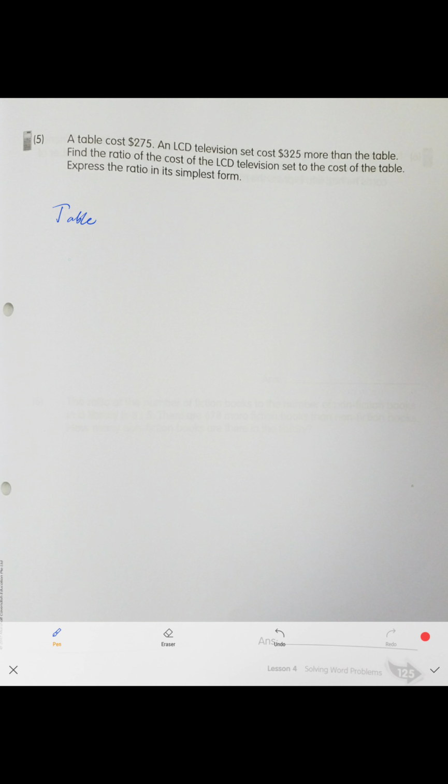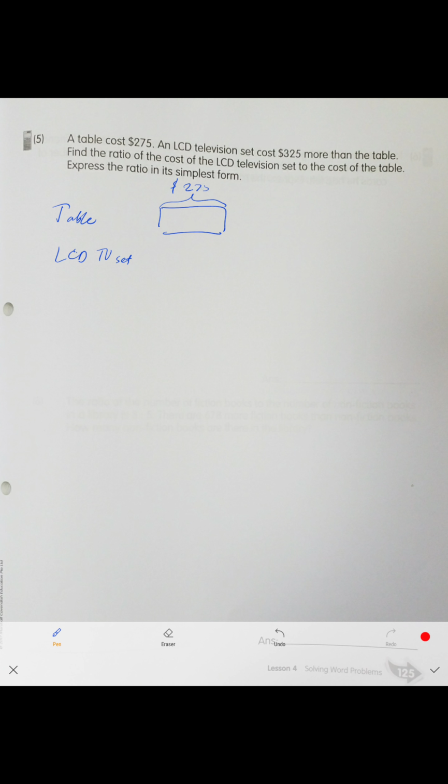Alright, next one. A table costs $275. LCD television set costs $325 more than the table. Find the ratio of the cost of television set to the cost of table. Very easy. Right? You have table, you have LCD television set, TV set, right? So you have a unit which is $275.